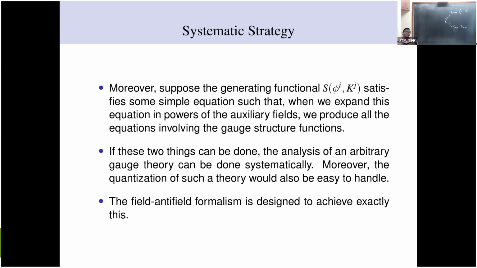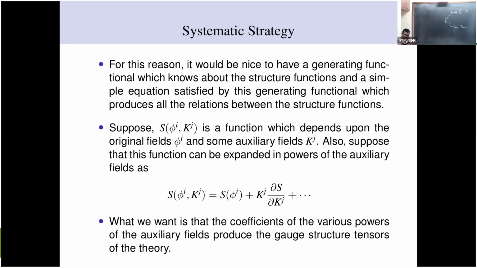So the main lesson we learn from this is that in a generic gauge theory we want to analyze the generic gauge algebra. I mean, it is more involved, and we want a more systematic handle on this. And this is what we are going to do.